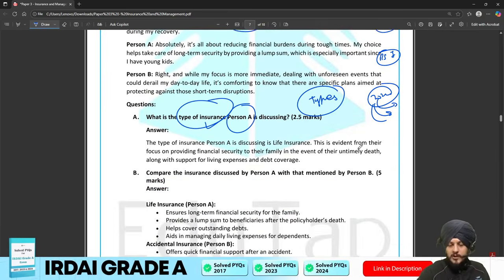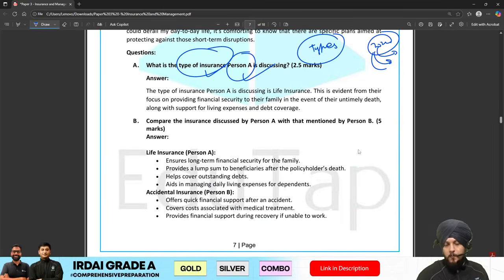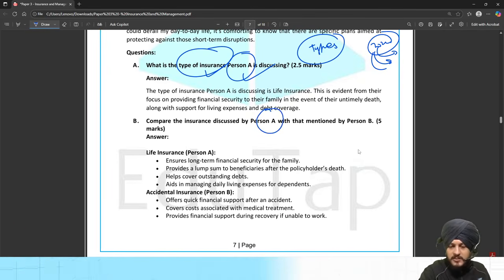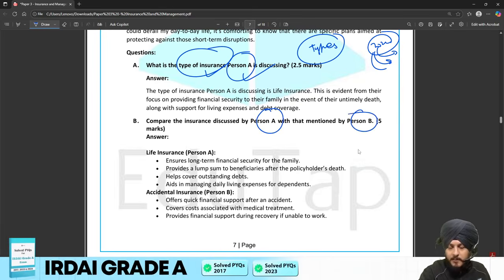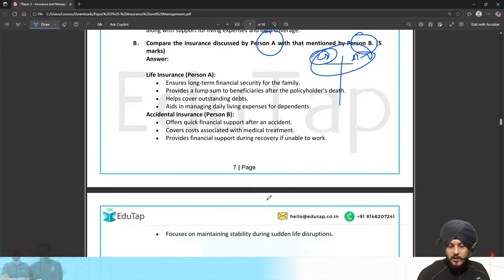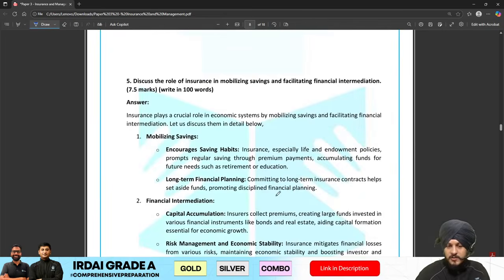So if you read the question now, question number 1 is asking about person A only, which is about life insurance. And if you see part B of this question, it is asking you to compare the insurance type discussed by person A and person B. So basically you have to compare life insurance and accidental insurance only, right? As I told you, this is straightforwardly asked from the syllabus only, so you should be in a position to answer this question.